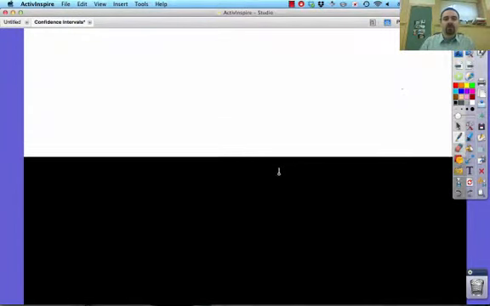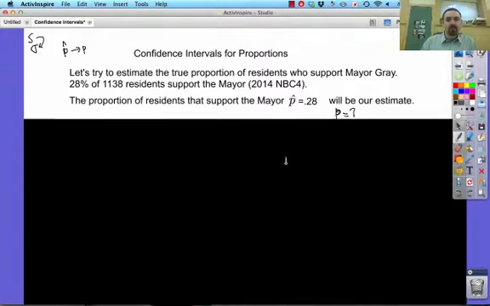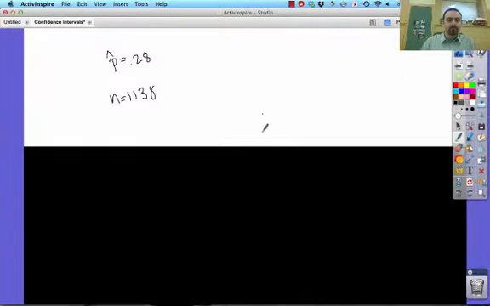So, let's finish up that problem we were just looking at. We had a p hat of 0.28, and a sample size of 1138, if I'm not mistaken. Let me double check that. 1138. And let's look for a 95% confidence interval. Our conditions are satisfied because the population of DC is more than 10 times this number. We know that the distribution is normal because 0.28 times 1138 is bigger than 10, and 1 minus 0.28 times 1138 is bigger than 10.